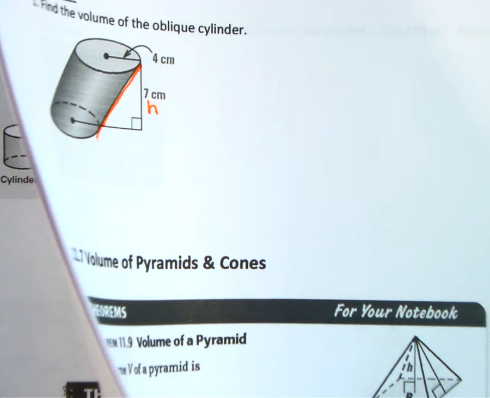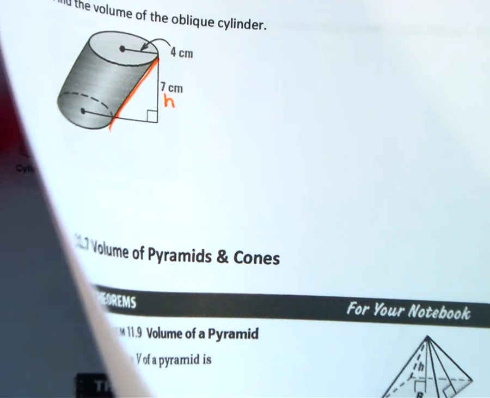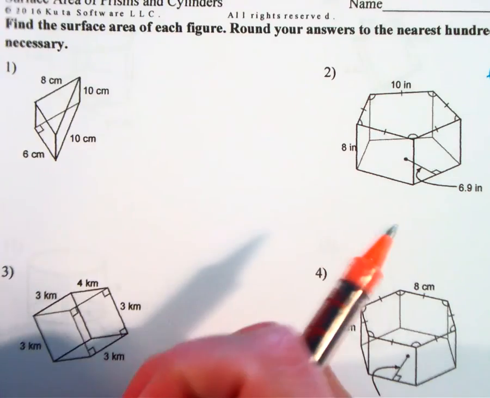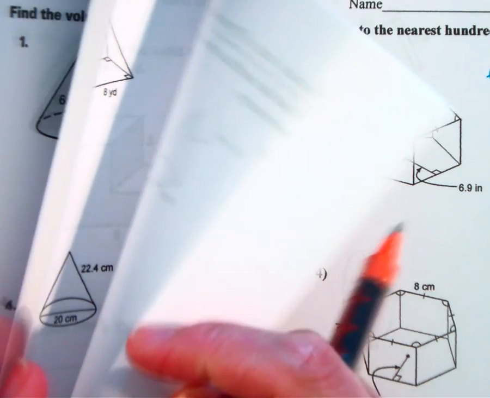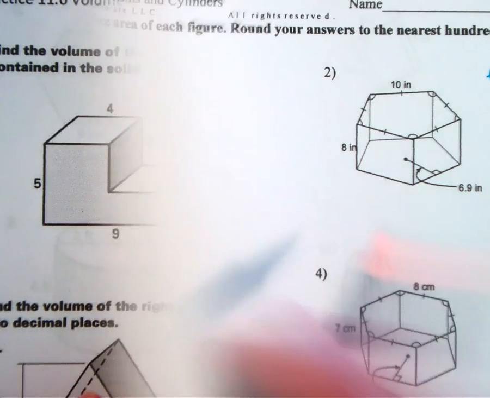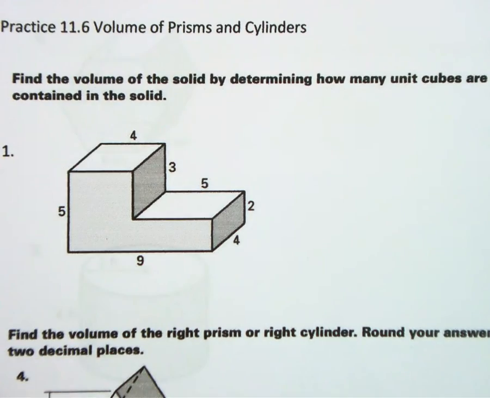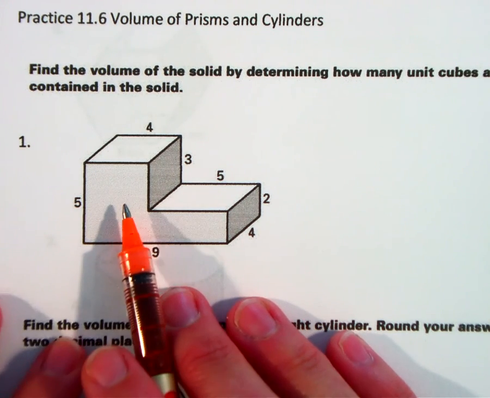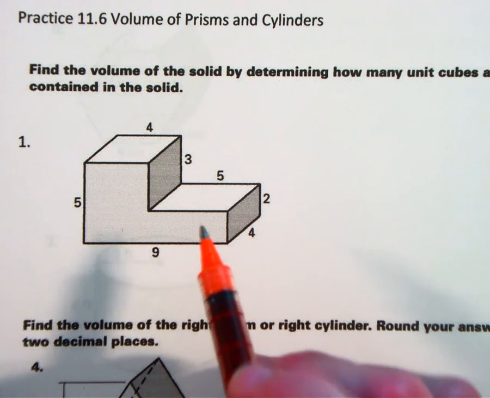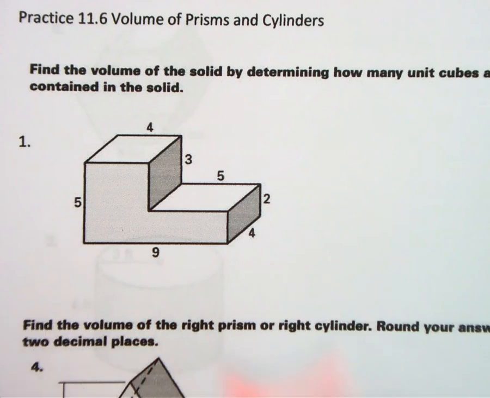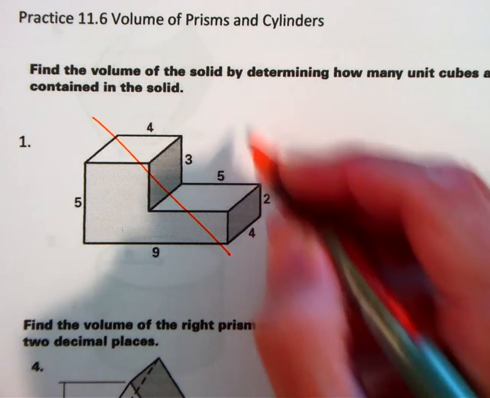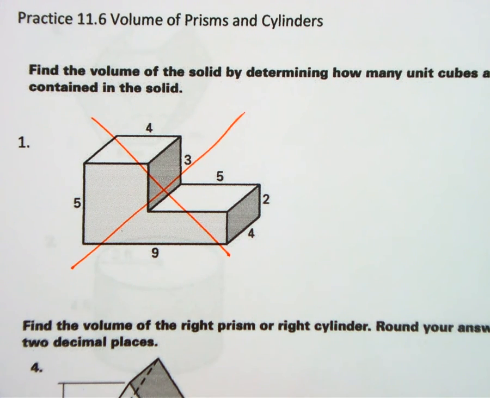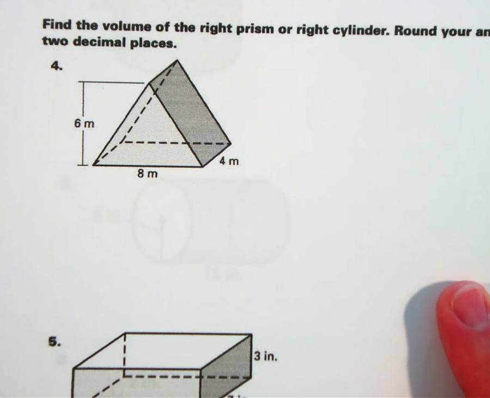I'm going to go ahead and switch over to the practice problems, if you turn with me. In the practice section, it's the one that says 11.6, Volume of Prisms and Cylinders. Again, this one goes with that very first section where you take different small cubes and add them all together, which is called a composite shape, which we are actually not doing. And then number 4 and 5.